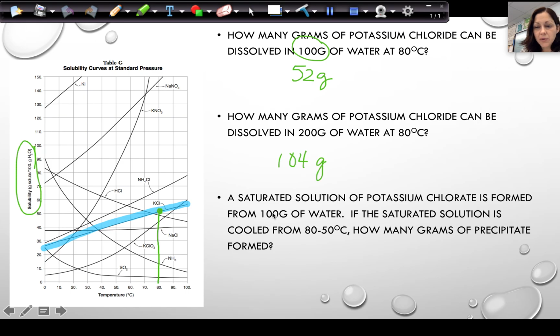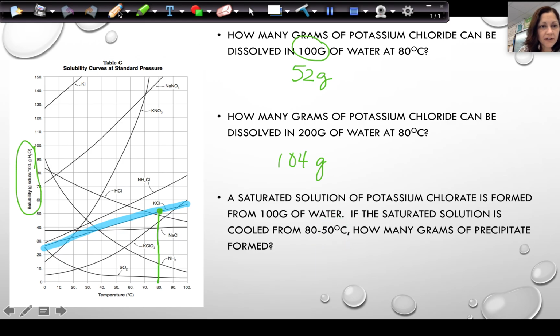And if we wanted to find out, after we make this solution at 80 degrees Celsius and 100 grams of water, which would dissolve 52 grams, how much would come out if we cooled it to 50 degrees Celsius? Oh, this is a different substance. Crud. Hold on.